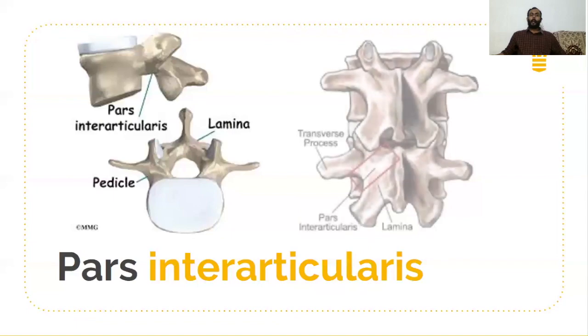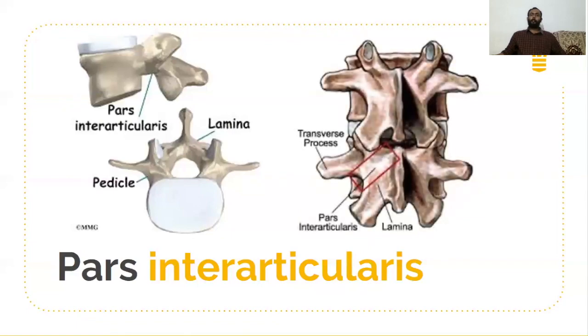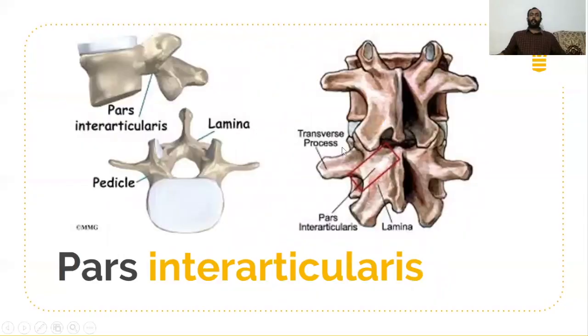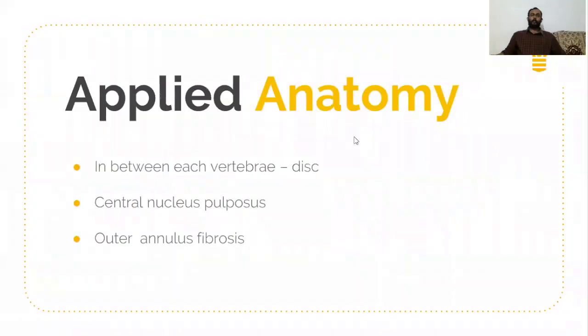Coming to pars interarticularis, which is the meeting point of the superior articular process and inferior articular process of one vertebra. You shall see there are totally 2 pars interarticularis in one vertebra, which is the fusion point of the superior articular and inferior articular process of one vertebra. Actually, the superior articular process and inferior articular process form the facet joint.